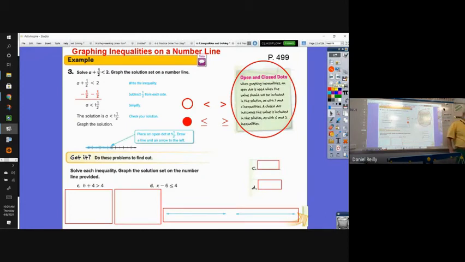So instead of doing checks on these solutions, very often you're asked to graph the solution on a number line, okay? Graphing the solution means we want to draw an arrow that shows or covers all of the solutions to the inequality.